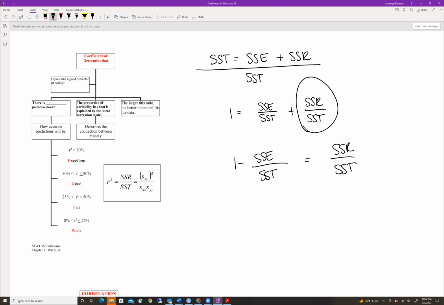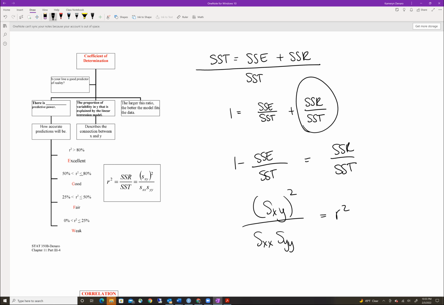And using some algebra, we can find that r squared is equal to Sxy squared over the sum of the x deviations and the sum of the y deviations. Now, this isn't something that you need to memorize because you have formula sheets, and in the workplace, you'll be able to look up these formulas.